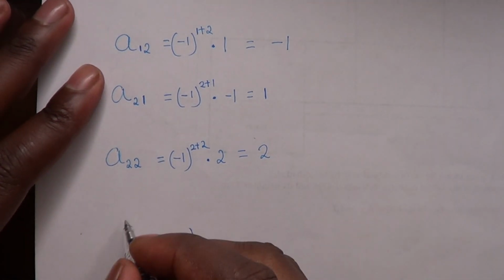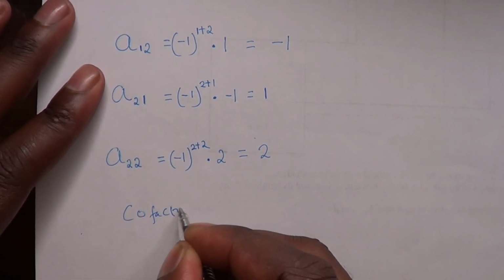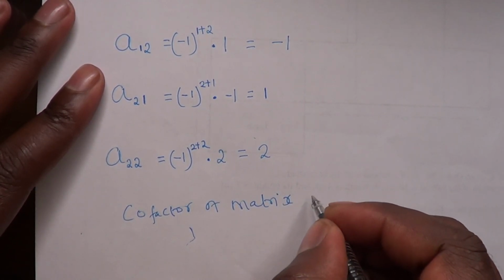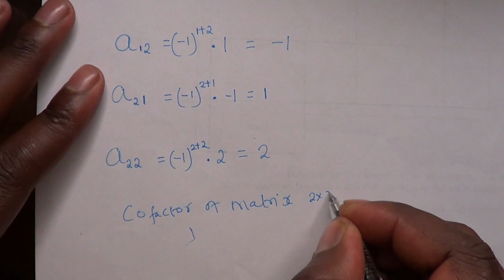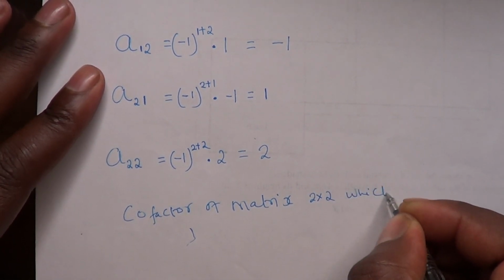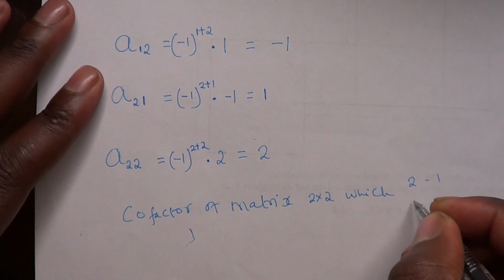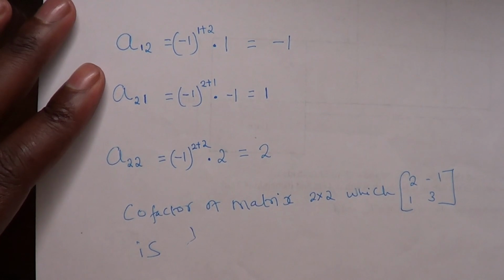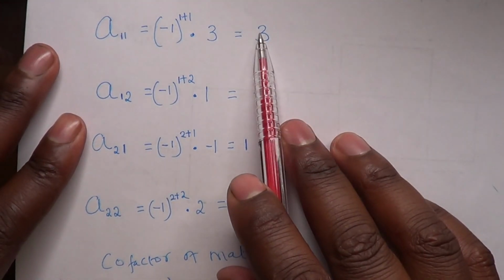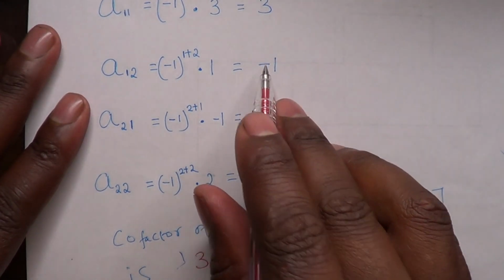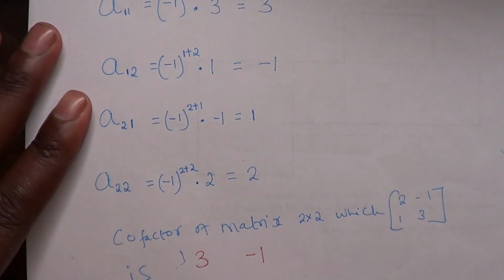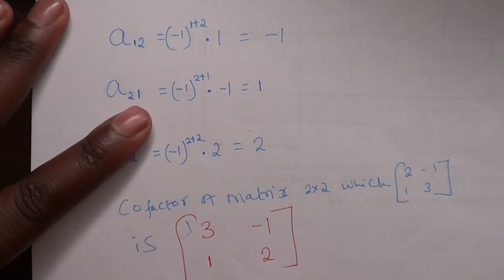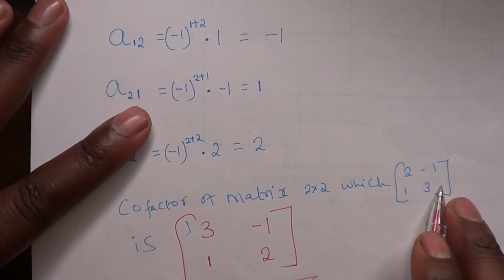So the cofactor of the matrix, this one here, that is 2 by 2, which is 2, negative 1, 1, 3, is the cofactor of that one. Now we take 3 here, negative 1, 1, and then 2. This is now the cofactor of this matrix, this one here.